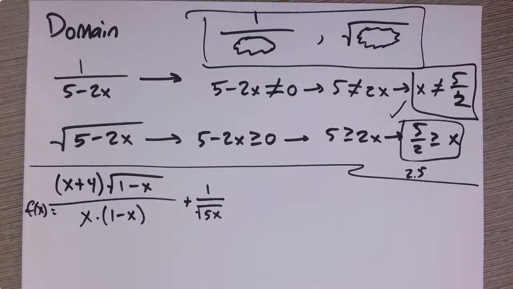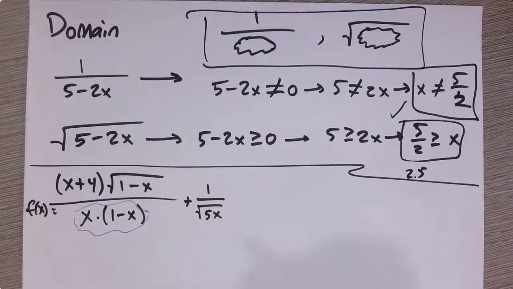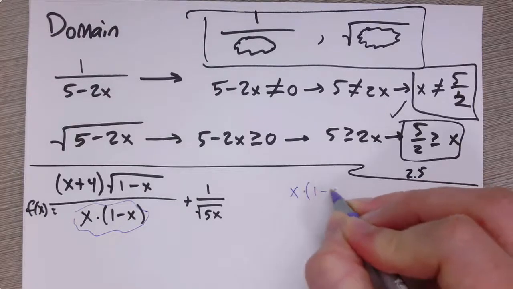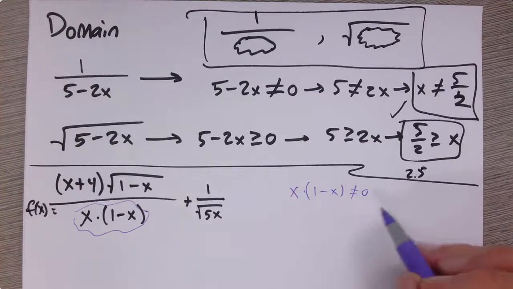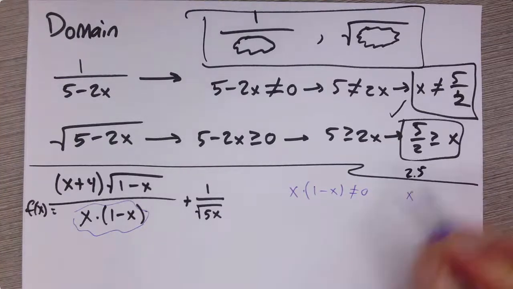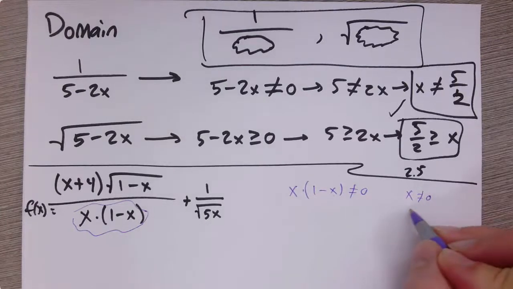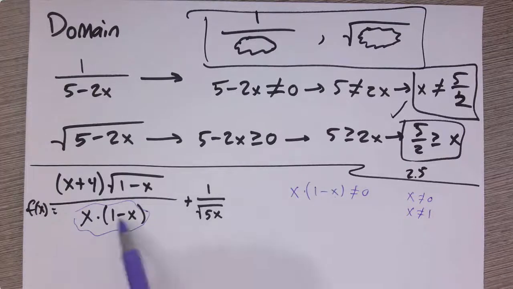Let's start with both denominators. What I know is this thing can't be equal to 0. Let's just zoom in on that part. I know that x times 1 minus x can't be 0. Now you can solve for what values would make it 0. Obviously, if x was 0, that would be 0, so I can't plug in 0. I also can't plug in 1, because 1 minus 1 would make it 0. So coming out of this part so far, we have that x can't be 0 or 1, because that would make the entire function undefined.